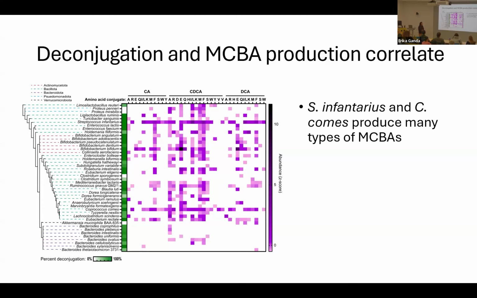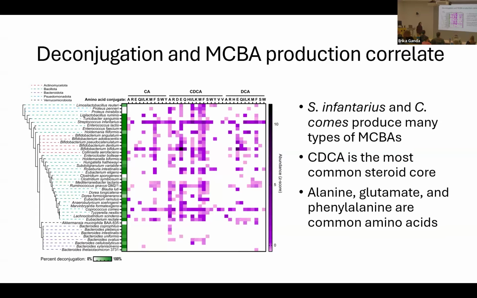And we can also see some interesting observations here. For example, Streptococcus inventarius and Coprococcus comus, they produce a lot of diverse MCBAs. And consistent with our previous study, CDCA is the most common steroid core to be conjugated to amino acids. And there are specific amino acids that are most likely to be conjugated.